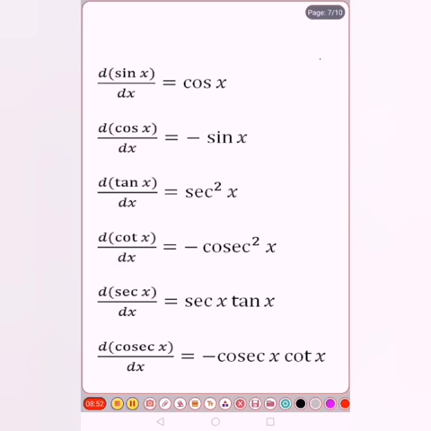These are all the trigonometry formulas. Differentiation of sin x is cos x, differentiation of cos x is minus sin x, differentiation of tan x is sec square x. Next, differentiation of cot x is minus cosecant square x, differentiation of sec x is sec x into tan x, and differentiation of cosec x is minus cosecant x multiplied by cot x.